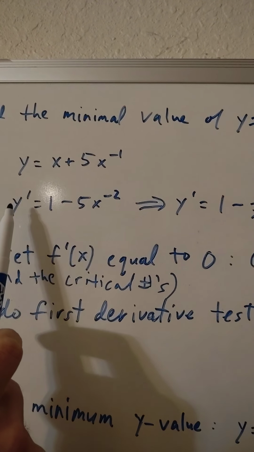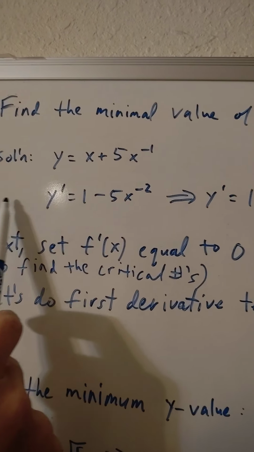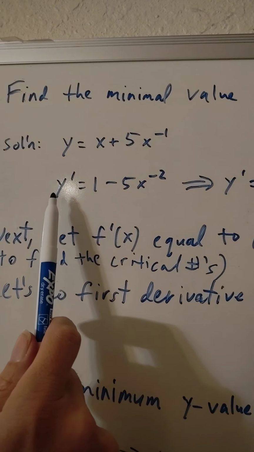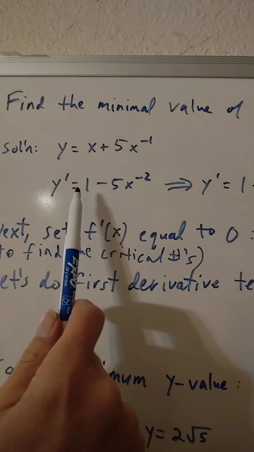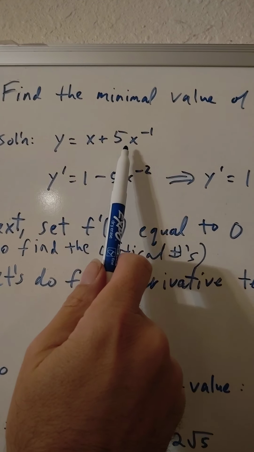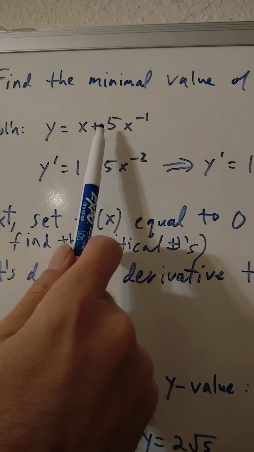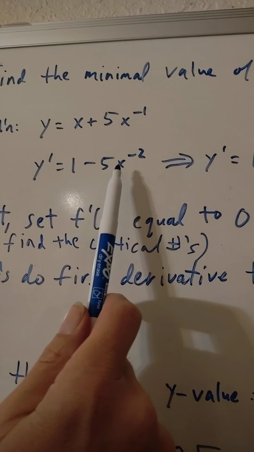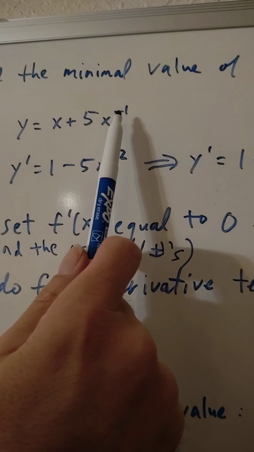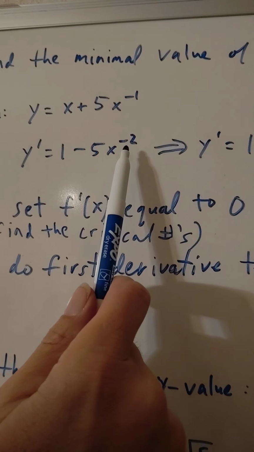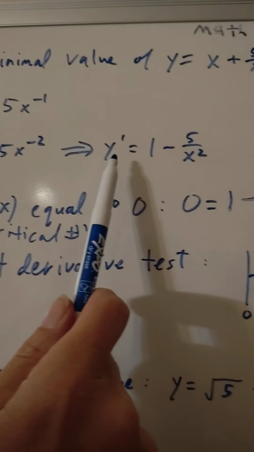So y prime, or you could call it f prime of x, whatever you want to do, dy/dx. So I wrote y prime equals, what's the derivative of x? Just 1. And then let's use the power rule here. So take that -1 and multiply it by that coefficient 5. That gives you -5 times x to the, and then remember you bump this down 1. So what's -1 minus 1? -2. And then I can rewrite that as this.